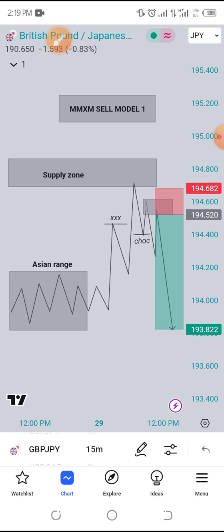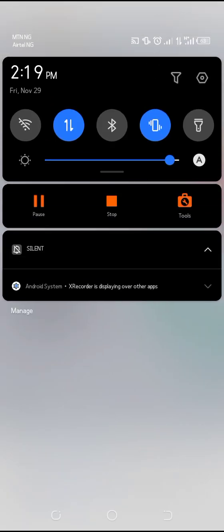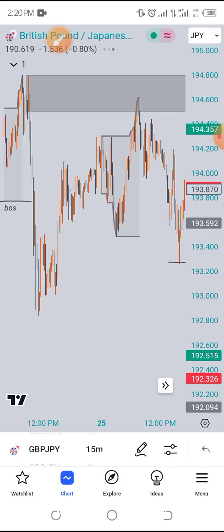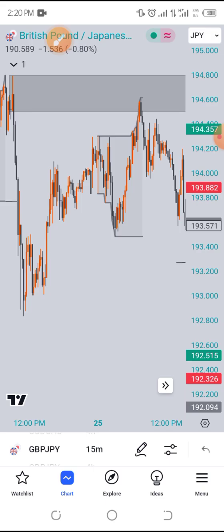So let's dive straight into our chart. Let me show you practical examples of trades that I took some few days back. Let's just go to our chart. Okay guys, so this is GBP JPY 15 minutes time frame. I took this trade, guys. I traded this particular setup.